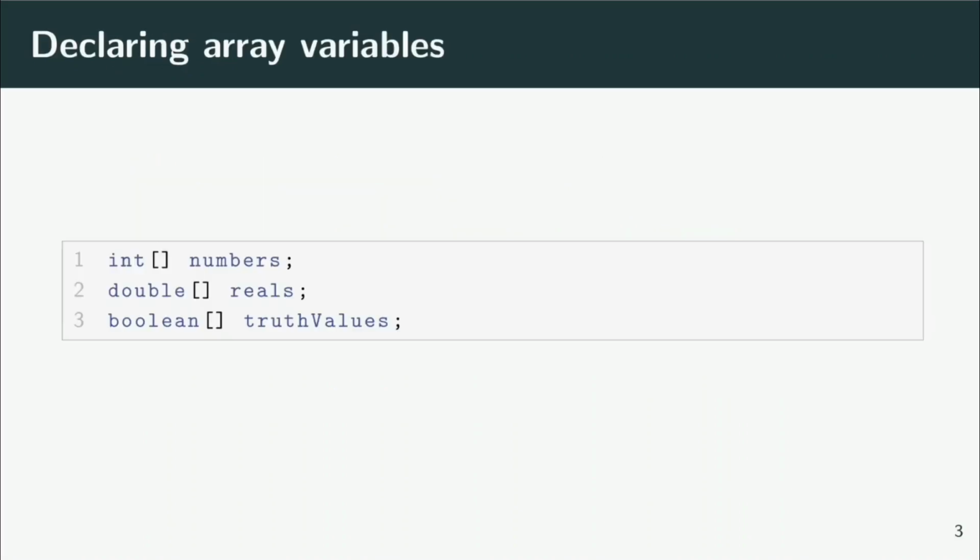Now, declaring an array variable is done in exactly the same way as you would declare any other variable. Namely, you say the type followed by the name of the identifier, and then because it's a declaration statement, it has to end in a semicolon. And of course, you would use array types here.